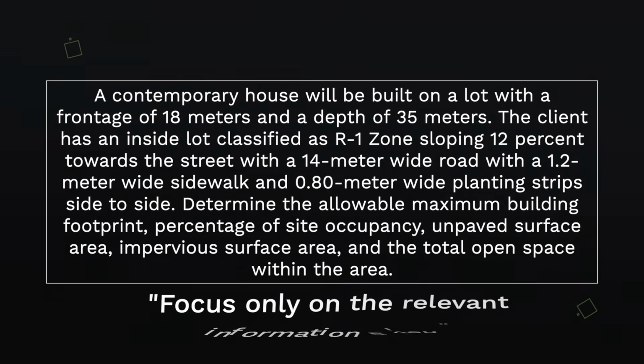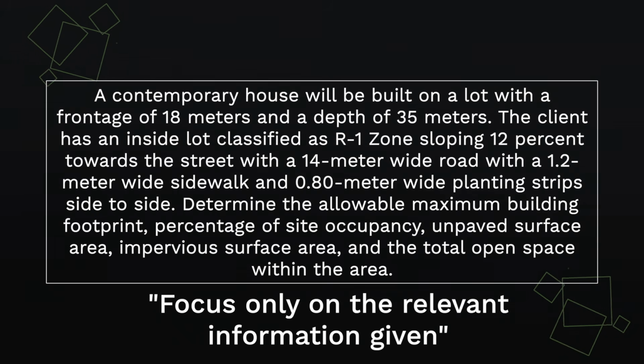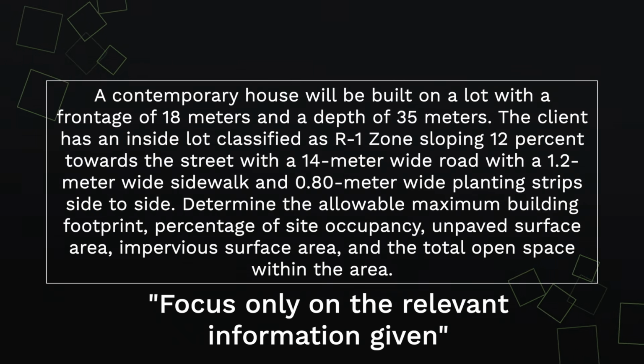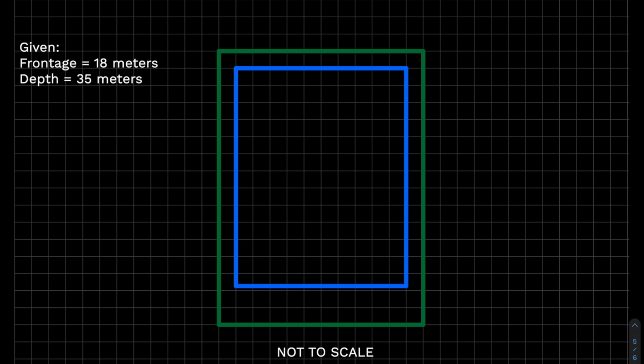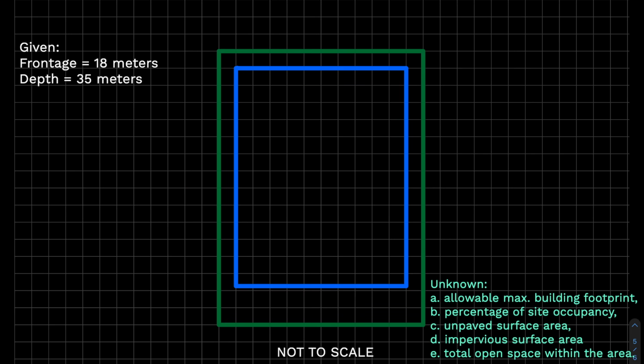Some problems do include information that you don't have to use in solving it. Point out which are the relevant ones and use them. The givens are: frontage equals 18 meters, depth equals 35 meters, width of street equals 14 meters. The unknowns are clearly stated on the problem. These are the variables we need to find.